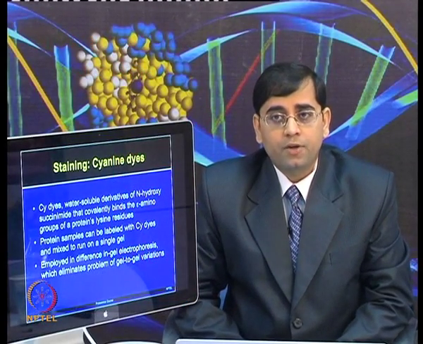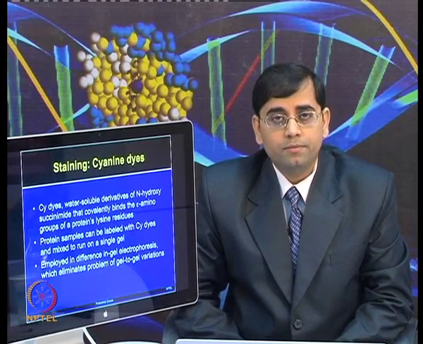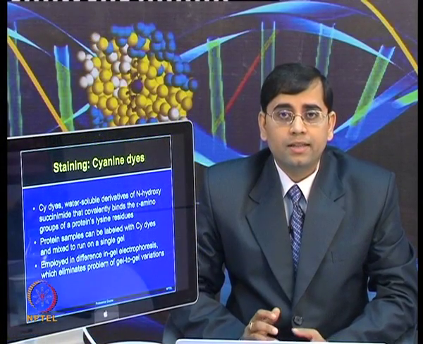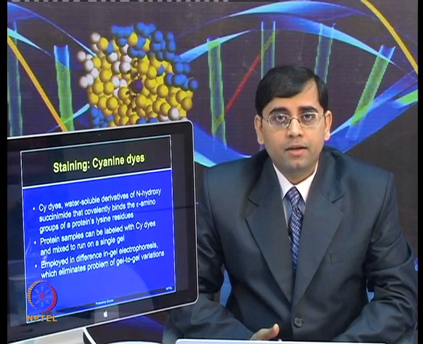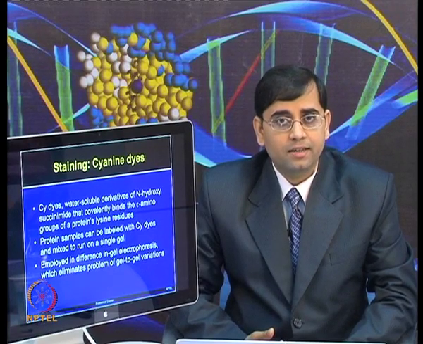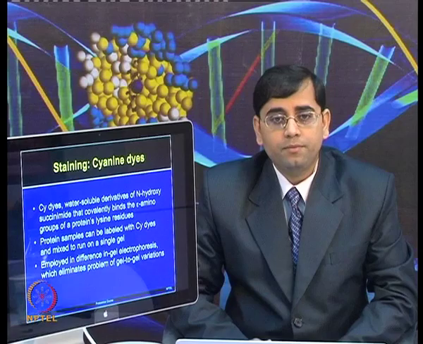So, now after looking at this animation, let us continue on the second staining method, which is the use of cyanine dyes. As I mentioned, these are very sensitive dyes and these are water soluble derivatives of N-hydroxysuccinimide, which is covalently bound to the alpha amino groups of a protein's lysine residue. Now, since this is minimal labeling, your overall mass is not going to change by adding different types of Cy dyes such as Cy2, Cy3 and Cy5.